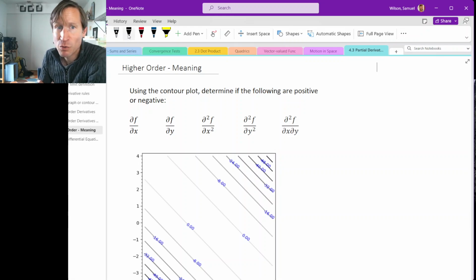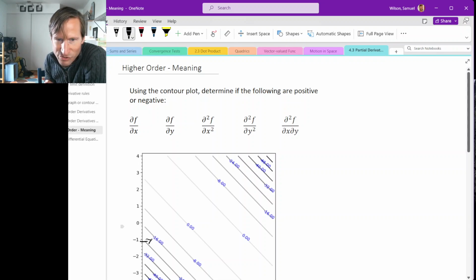To try to get a feeling for what the second order partial derivatives of a function mean, let's see if we can figure out the sign of each of these partial derivatives just based on this contour plot. It's maybe a little hard to read all of these contour labels. They're all negative numbers. The only ones that are positive are the 0 contours here.